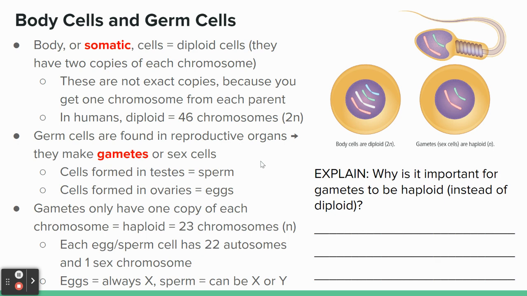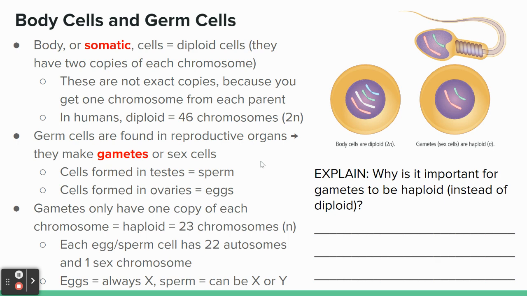Now, each of the egg or sperm cells has 22 autosomes and 1 sex chromosome. Eggs are always X. Sperm can be either X or Y. So that is often why the parent with the sperm is the parent that decides the sex of the future offspring, typically. Why is it important for gametes to be haploid instead of diploid?